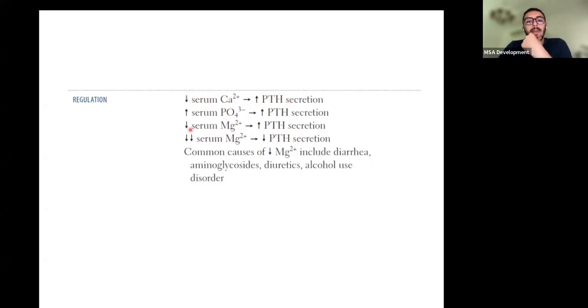However, severe hypomagnesemia, or severe decrease in magnesium, will decrease PTH. If we compare it to calcium, severe decrease in calcium, or severe hypocalcemia, will increase PTH more. But in the case of magnesium, this is different. And common causes of decreased magnesium are diarrhea, alcohol use, diuretics, and so on.